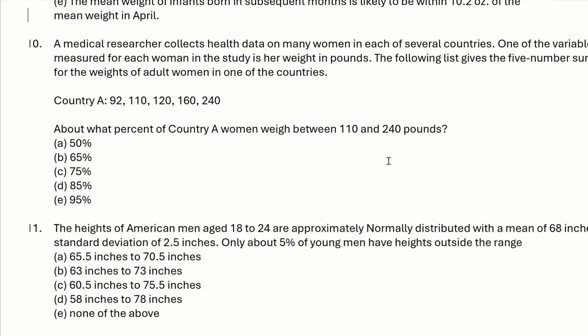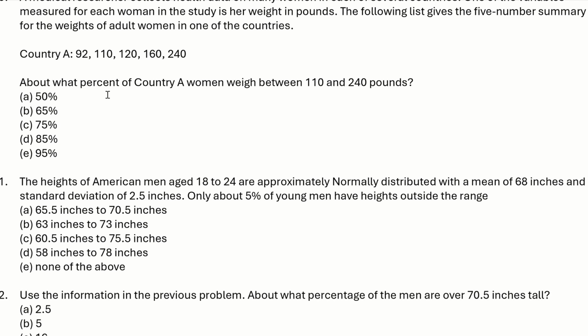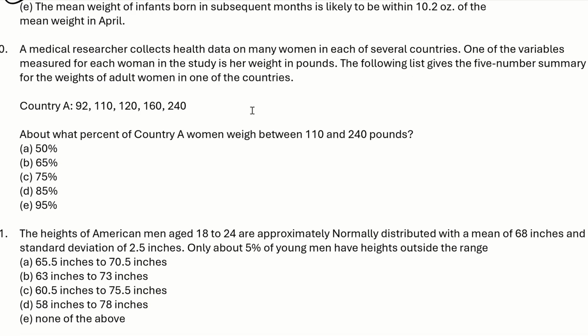All right, so number 10: a medical researcher collects health data on many women in each of several countries. One of the variables measured for each woman in the study is her weight in pounds. The following list gives the 5-number summary for the weights of adult women in one of the countries. So country A, we got their weights. About what percent of country A women weigh between 110 and 240 pounds?